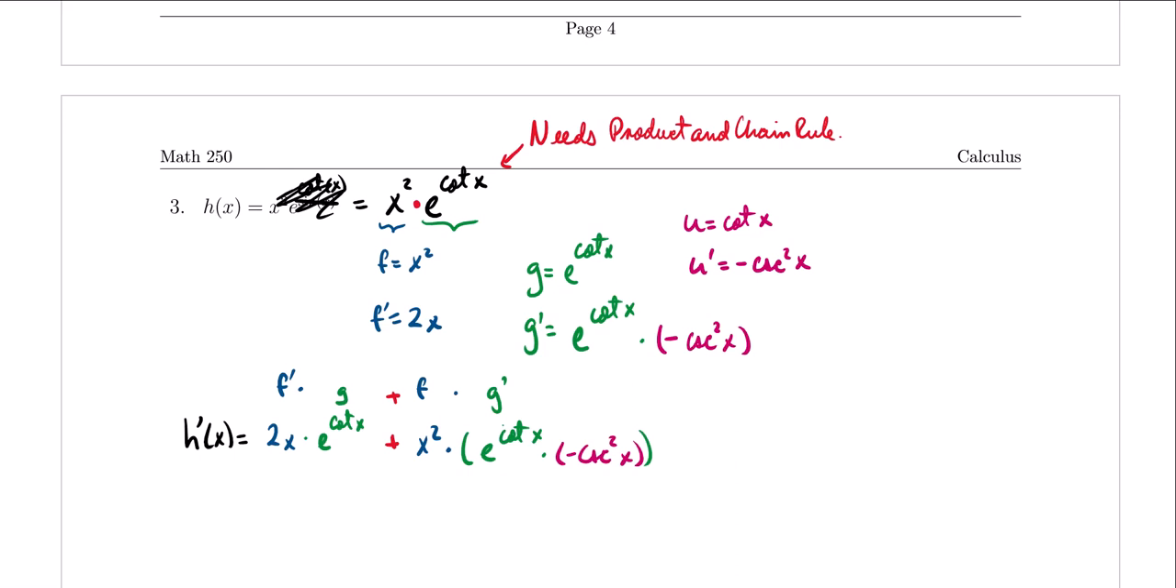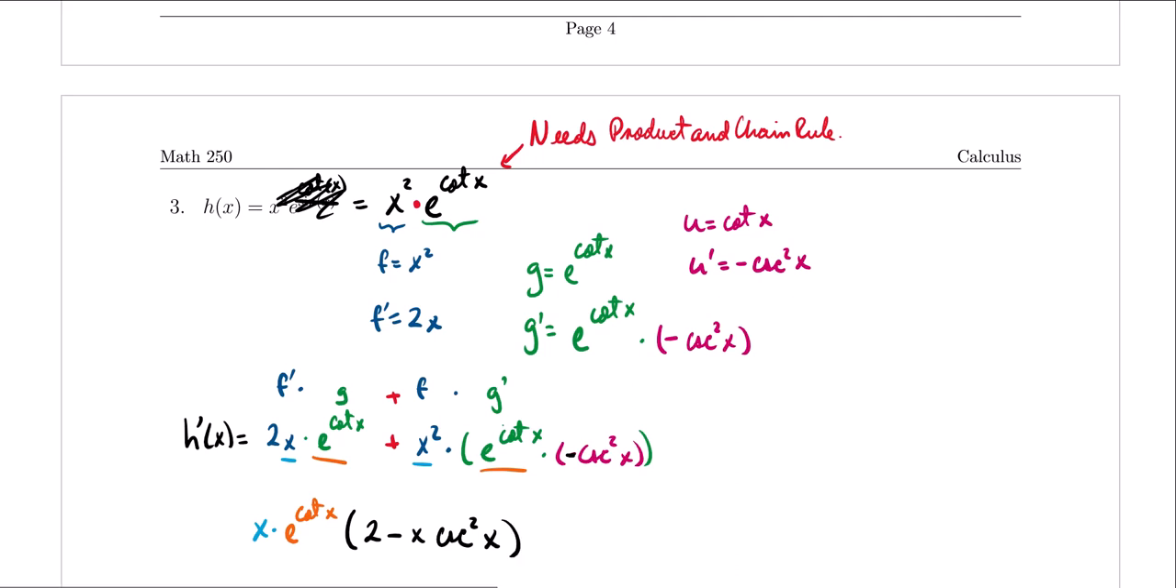For starters, I notice that I have an e to the cotangent of x on both terms, so I'm going to go ahead and factor out the e to the cotangent of x. I also notice that this one here has an x, this one here has two x's, so I can also factor out an x from both. So factoring out the x and the e to the cotangent of x, we're going to be left with x times e to the cotangent of x times 2 plus x, well, because of the negative here, might as well multiply it, minus an x times the cosecant squared of x. And there we go.